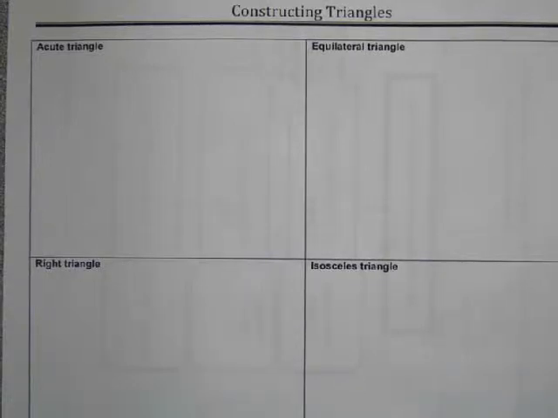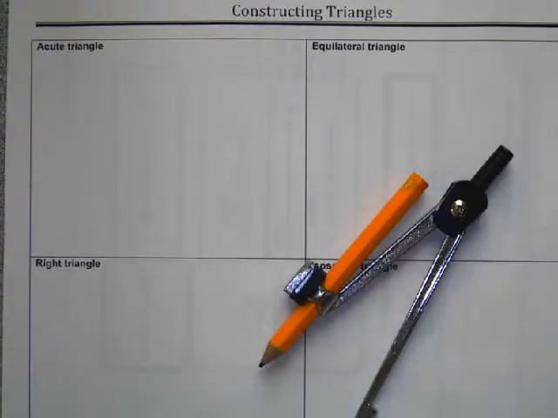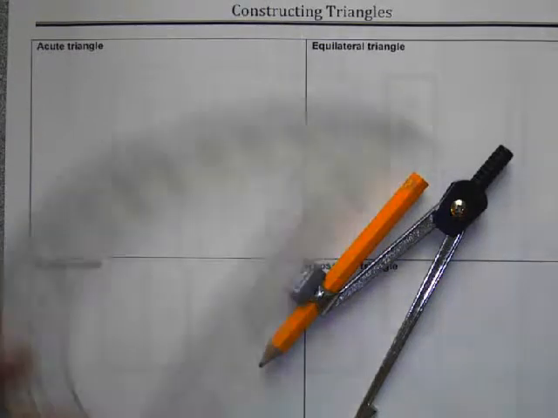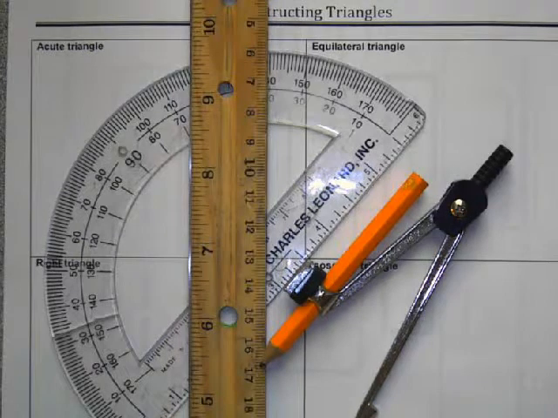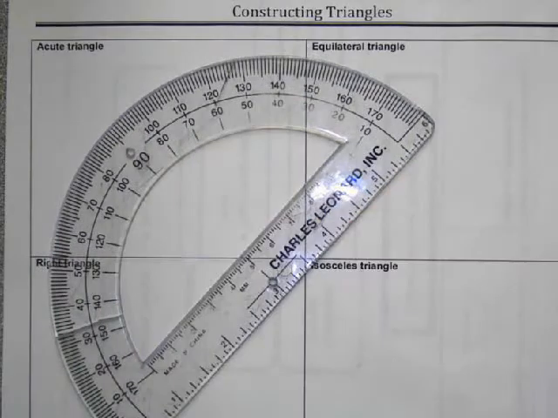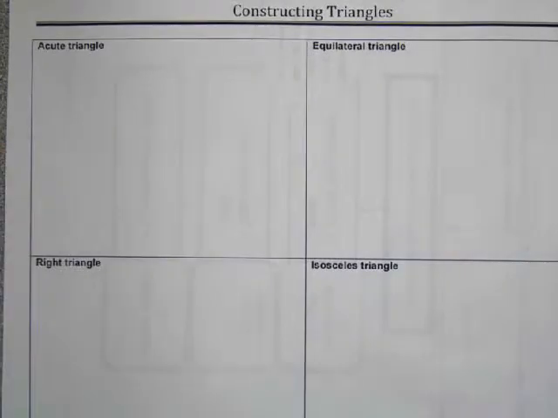Welcome to the fun part of geometry, which is actual construction. So we're going to be using a compass, protractor, and a ruler to help us create different types of triangles. Now, for these particular triangles, we don't have specific information as to what the angles have to be. That's for another video that you'll watch after this one.